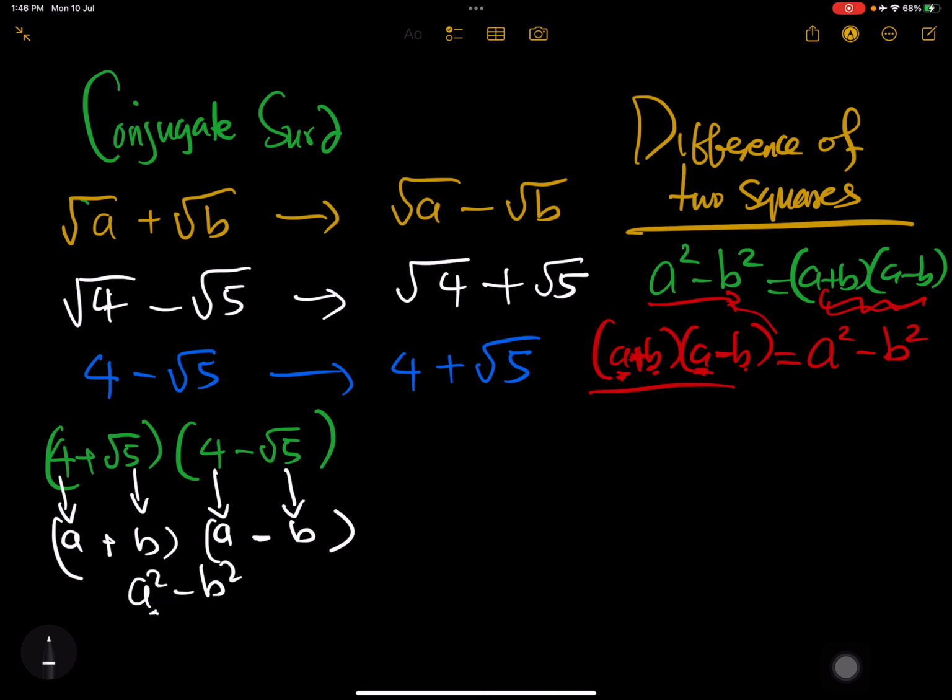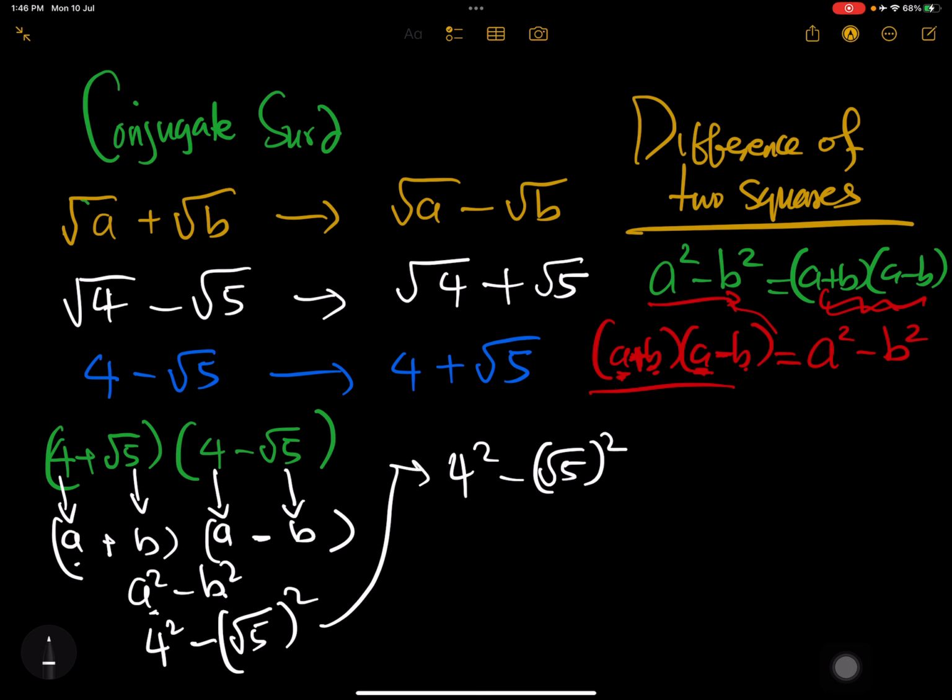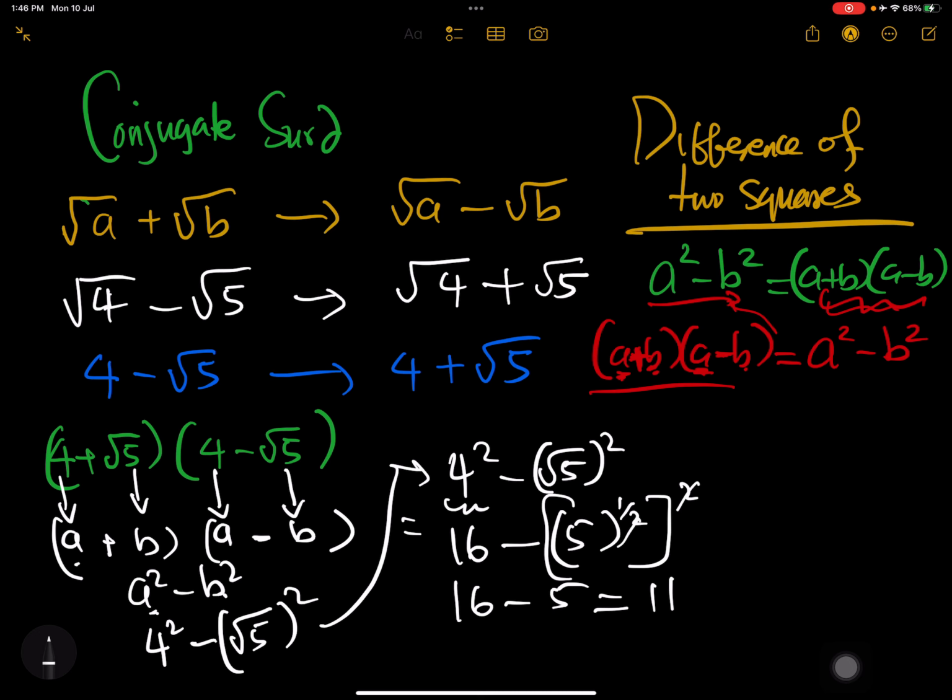What is the a squared there? It is 4 squared, because a is 4. What's the b? The b there is square root of 5, and we are squaring it, so we are going to get 4 squared minus square root of 5 all squared. This gives us 16 minus 5 to the power half squared. Do you remember? Before, this squared will cancel that. So you have 16 minus 5, and that gives you 11.